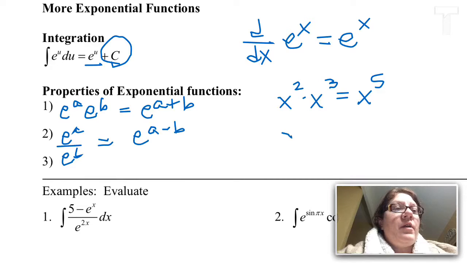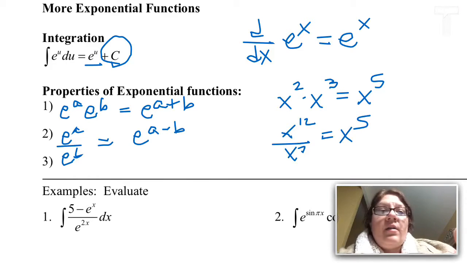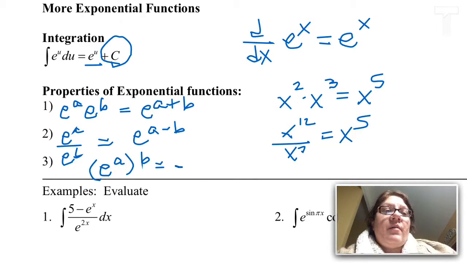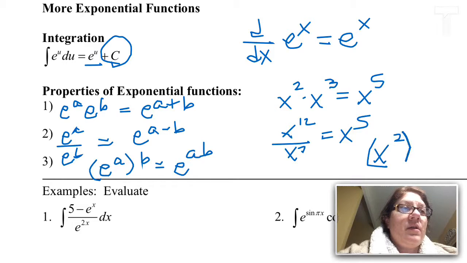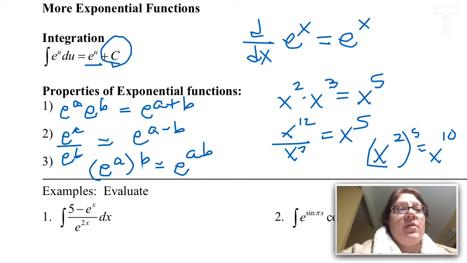So again, over here, I could do x to the 12th over x to the 7th, which gives me x to the 5th. And if I have power to power, of course, I multiply those exponents. Another example without using base e would be this, which is x to the 10th. So I use non-e bases over there on the side.